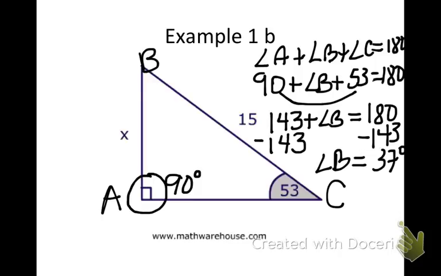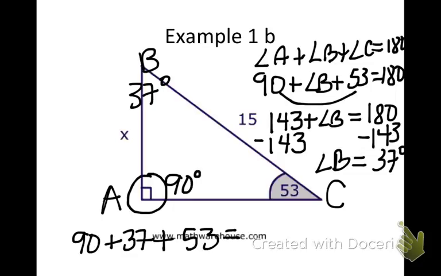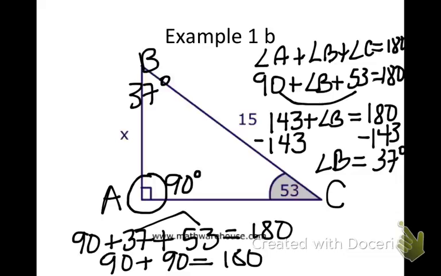I'm going to check my answer again to make sure. So I know angle A is 90. I know angle B is 37. And I know angle C is 53, and they must equal 180. I'm going to combine the 37 and the 53, so I know that 90 plus 90, because 37 and 53 is 90, equals 180 degrees. So I've checked my work.